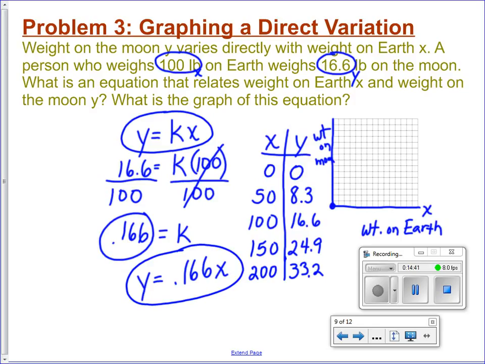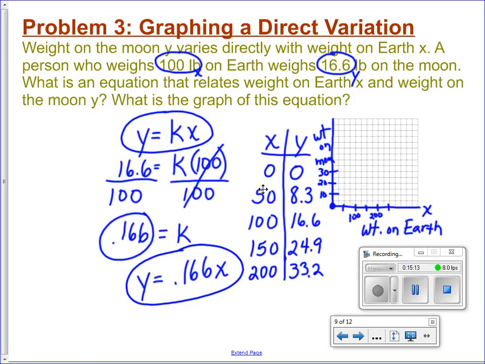I think on our weight on Earth, we'll make every other one 50 pounds. So this would be 100 here, this would be 200 here. For our scale for weight on the moon, it doesn't matter, let's go by tens. This would be 10, 20, 30.